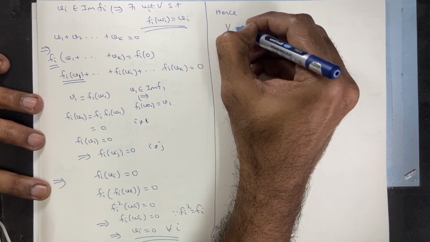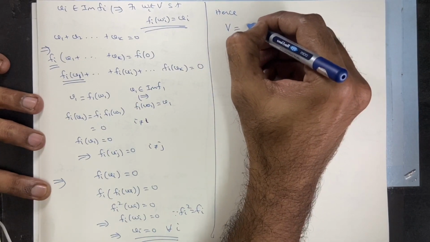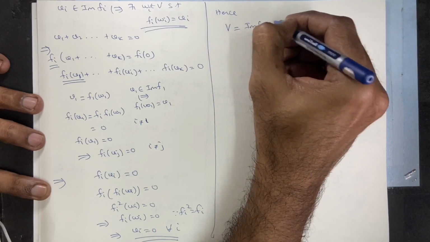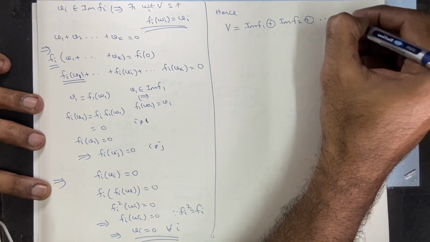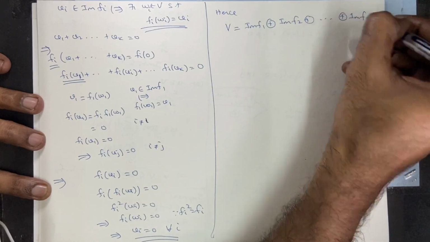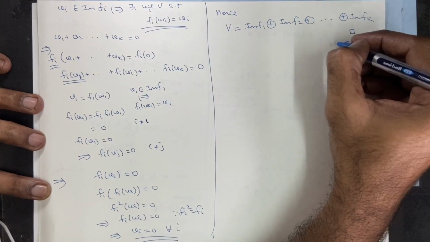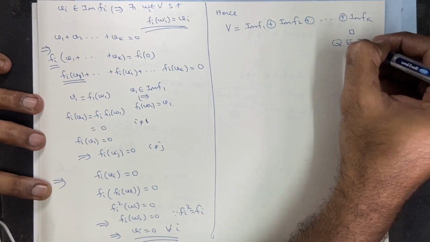And hence we have the decomposition: V is equal to image of F1 direct sum image of F2 etc. up to image of Fk. QED.